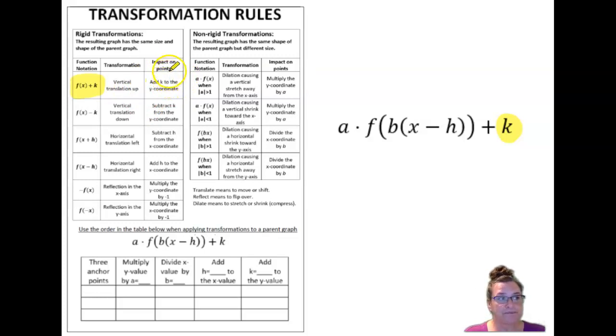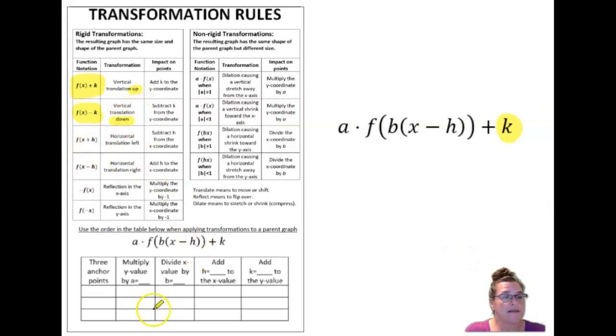Right? So translation up. And you would find the impact on the point moving up by adding K to the Y coordinate. Now, if you have a negative K, right, that would be f of x minus K, and that is a vertical translation down, right? Instead, if it's a minus, it's going to head down.